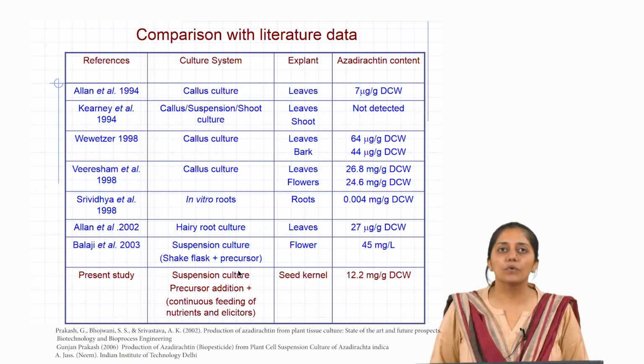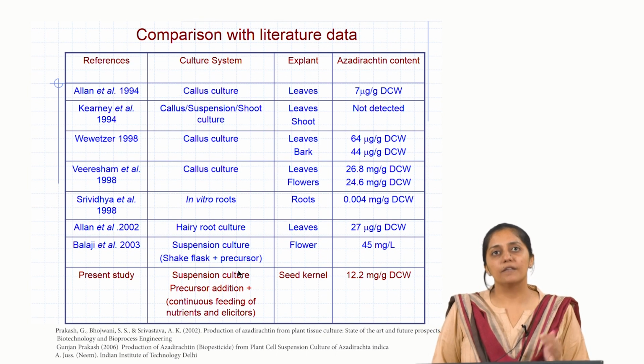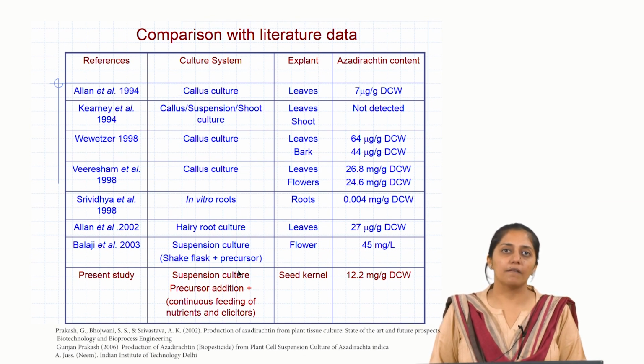So, I hope this gives you an overall picture of how different plant cell bioprocessing strategies can be implemented to achieve maximum enhancements in productivities of plant secondary metabolites.